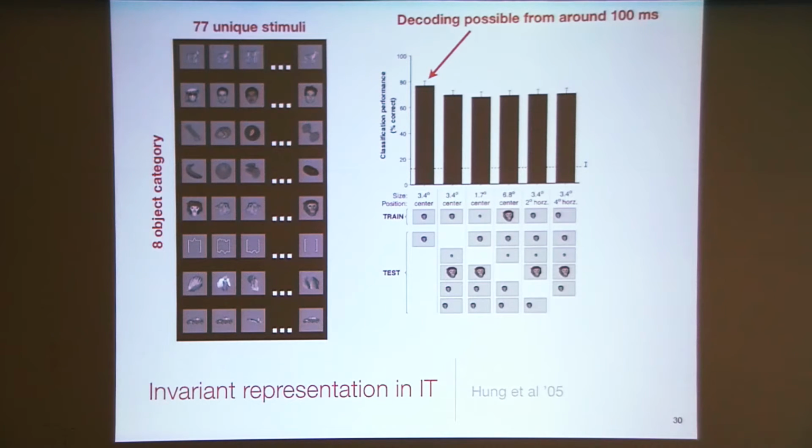Okay. So I think this is suggestive evidence that you can already do quite well in terms of decoding invariant object category from a very small population of IT neurons. So IT contains on the order of 10 million neurons.